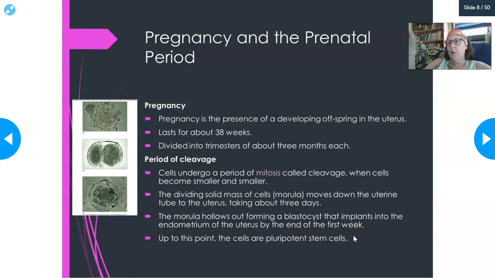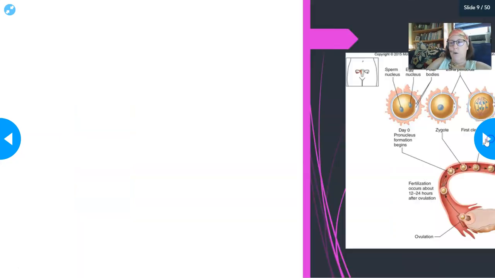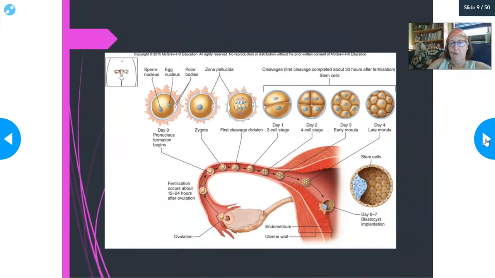The sperm swim all the way up, they get to the egg, they fertilize the egg, and then it takes a week of it dividing and tumbling down before it can actually implant. Up to this point, all the cells in that blastocyst are pluripotent stem cells, meaning stem cells that could become anything in the body. There's not been any kind of differentiation yet, okay? We're at the beginning. Everything is just stem cells right now.